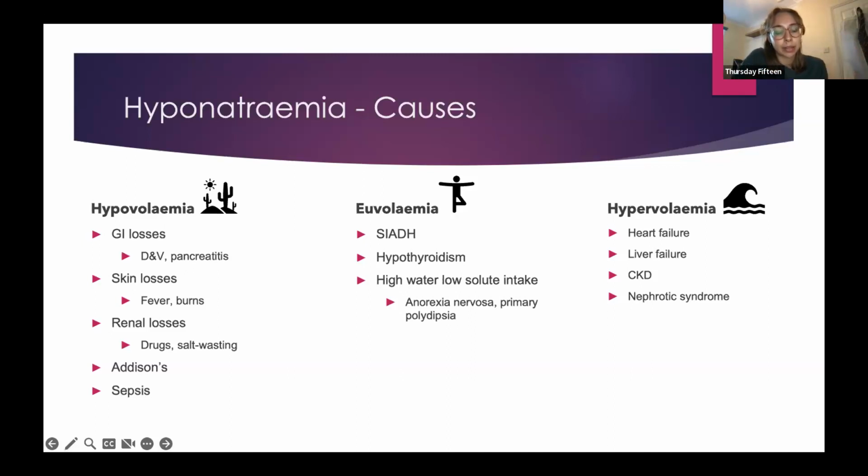Euvolemic hyponatremia is caused by things like SIADH, so syndrome of inappropriate ADH release, hypothyroid, or high water, low solute intake, so like anorexia nervosa, primary polydipsia. And then hypervolemic hyponatremia is like heart failure, liver failure, CKD, and nephrotic syndrome. So you need to assess those patients' fluid statuses to know what the differentials are for their sodium level.